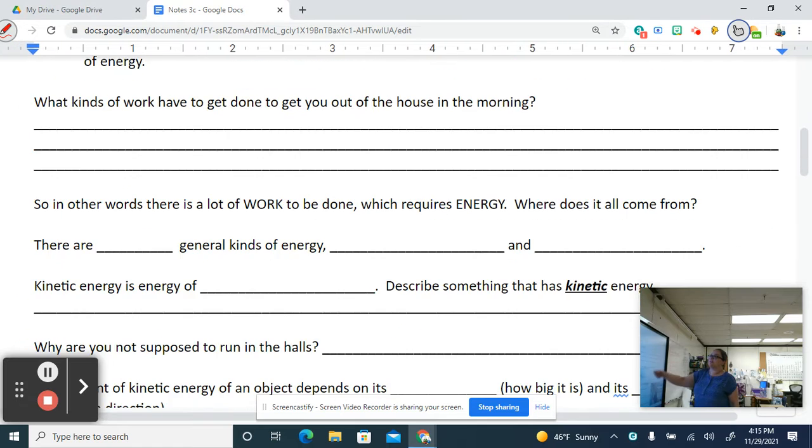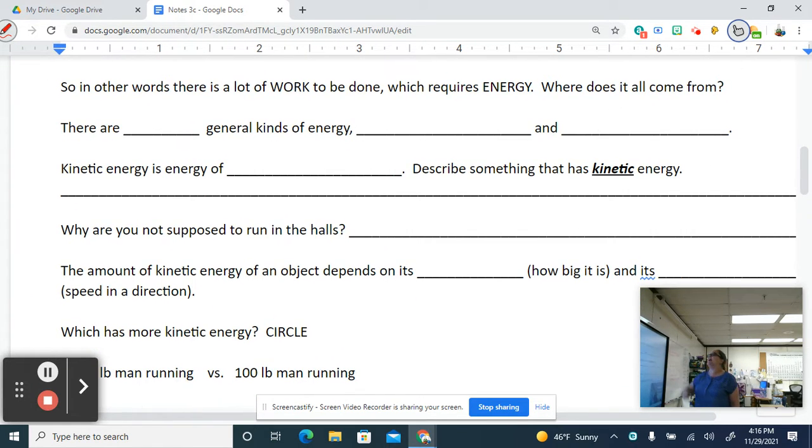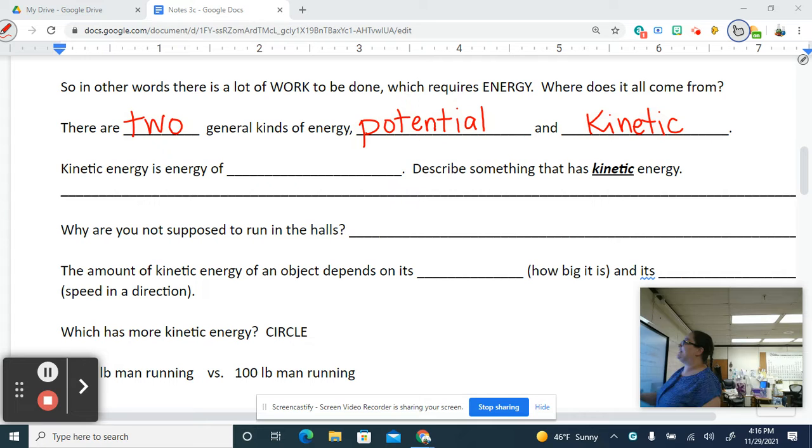So in other words, there is a lot of work to be done, which requires energy. So where does it all come from? There are two general kinds of energy: potential and kinetic. And this you should remember from way back, 3rd, 4th, 5th grade. Kinetic energy is the energy of motion. So I want you to use this line right here to describe something that has kinetic energy. You're going to describe something that has motion. Pause the video, think of something.